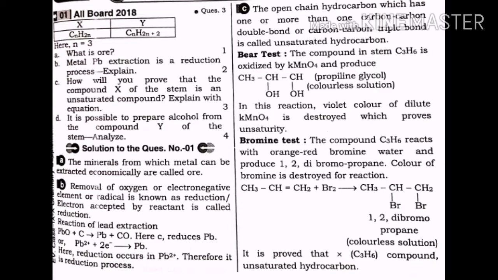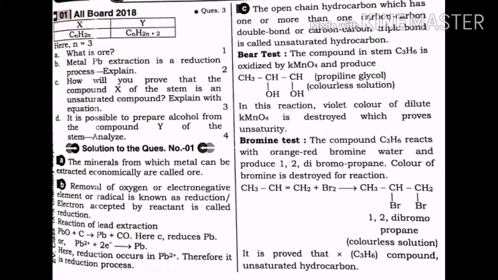All of you know that X is alkene and Y is alkane from the formula. Here n equals 3, that means X is propene and Y is propane. The first question is: what is ore?